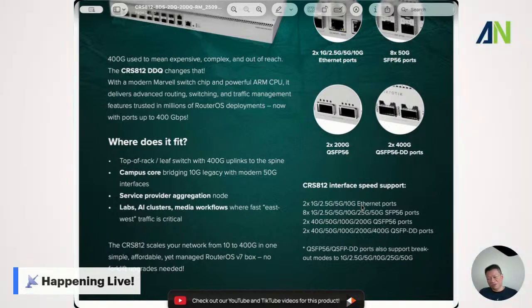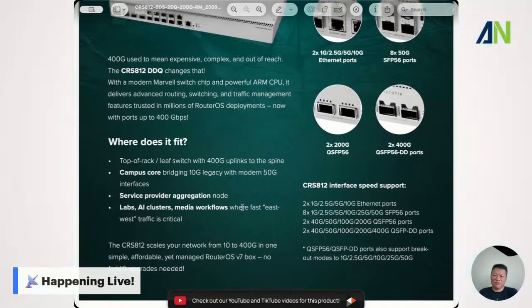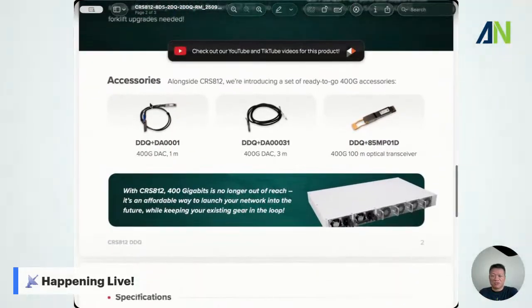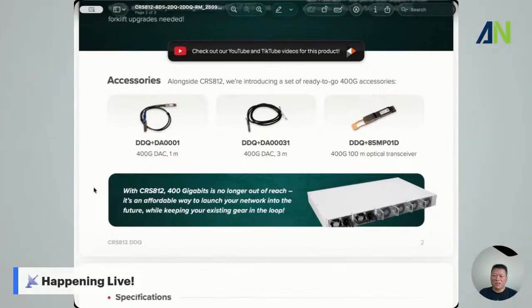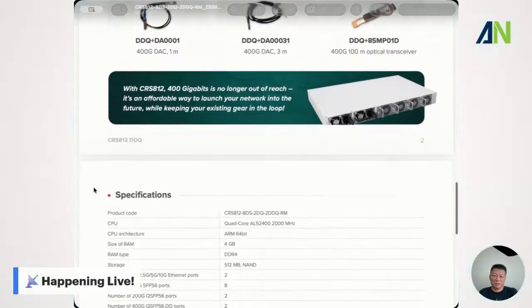And as you already know, the pricing of MikroTik devices is always affordable. So you don't have to break your pocket for that. Besides the switch, MikroTik also announced the DAC for 400 gig, 1 meter and 400 gig, 3 meters, and also a 100 meter optical transceiver.